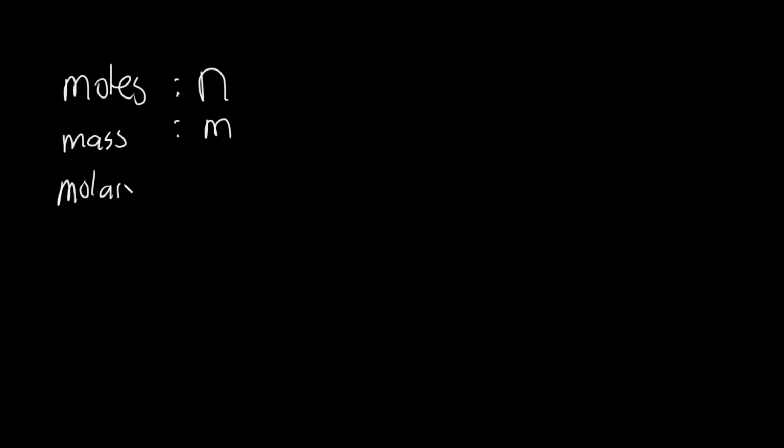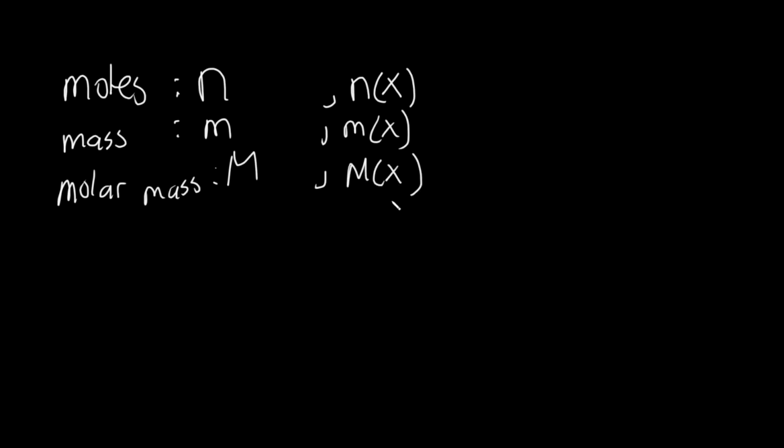For the sake of remembering these formulas, we can go through some shorthand notation. So the notation for moles is n, mass is m, and molar mass is an uppercase M. And usually in reactions, if you have moles of something, you would write n of element X and mass of element X and molar mass of element X.